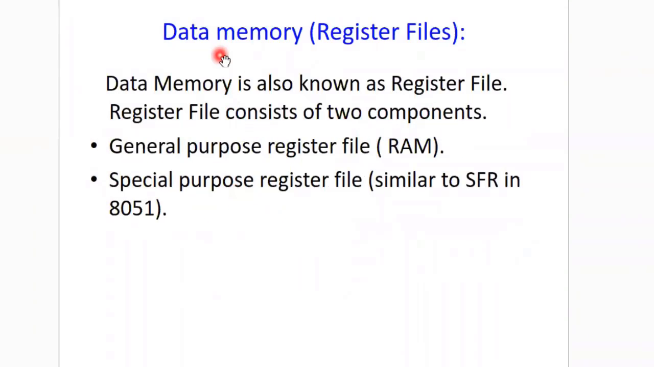And coming to the data memory, it consists of two types of files. The data memory stores the register files, also called register files. And see here, this data memory has two types of register files. One is called the general purpose register file, and another one is the special purpose register file. This special purpose register file is similar to the special function registers we have seen in 8051, like PCON, SCON, TCON, TMOD, all these special function registers.